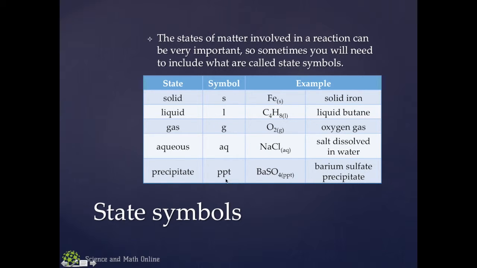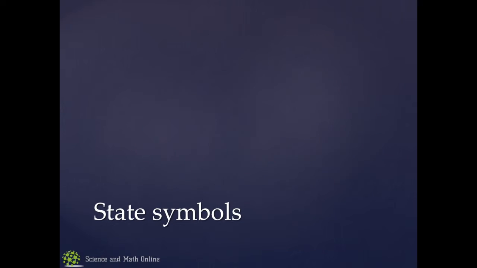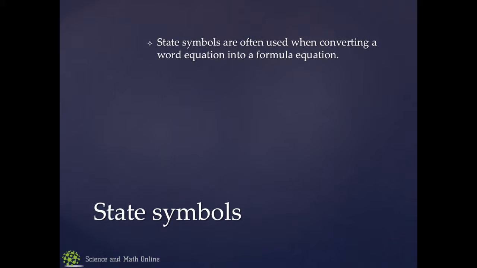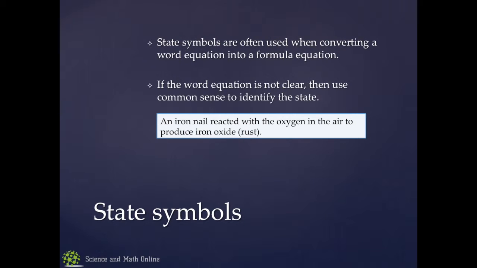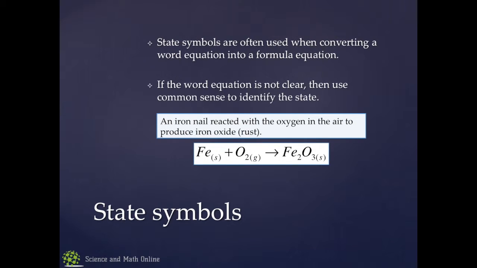And its symbol is PPT, and done like that. I've also seen it done as just an S. I've also seen it done as a down arrow, depending upon what your book does. Okay. So state symbols are often used when we're converting a word equation into a formula equation. So that iron nail, the iron is going to be a solid. The oxygen is a gas because it's in the air, and we're making iron oxide, which is a solid because ionic things tend to be solids, unless they're dissolved in water.